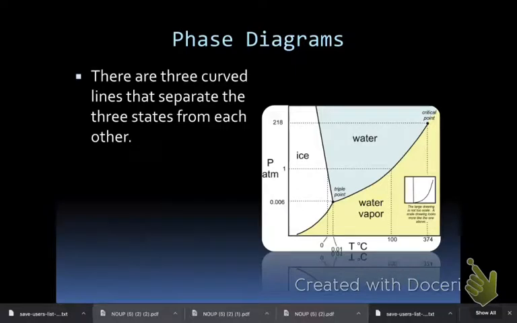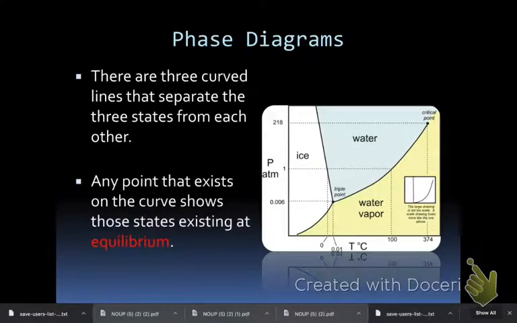So we have these three curved lines that separate each state from each other. You can think about those lines as a fence between two yards. So ice and water have a fence that separates them. Ice and water vapor have a fence, and water and water vapor have a fence. This is the dividing line, kind of like a border. So on this fence, any point you are on this fence means that these states are existing at equilibrium.